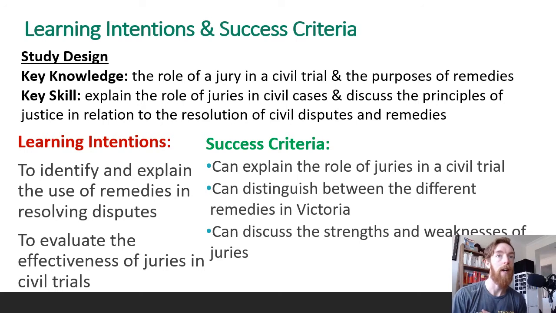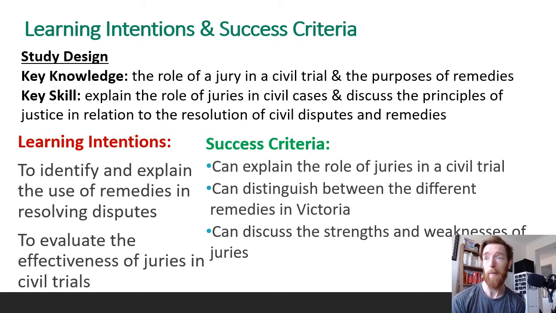So what we want to do is identify and explain use of remedies in resolving civil disputes and evaluate the effectiveness of juries in civil trials. So whenever evaluate is used, it means strength, weakness, and conclusion about that. Chances are you're going to have to at some point respond to a question about that in general, where you have to give strengths and weaknesses.